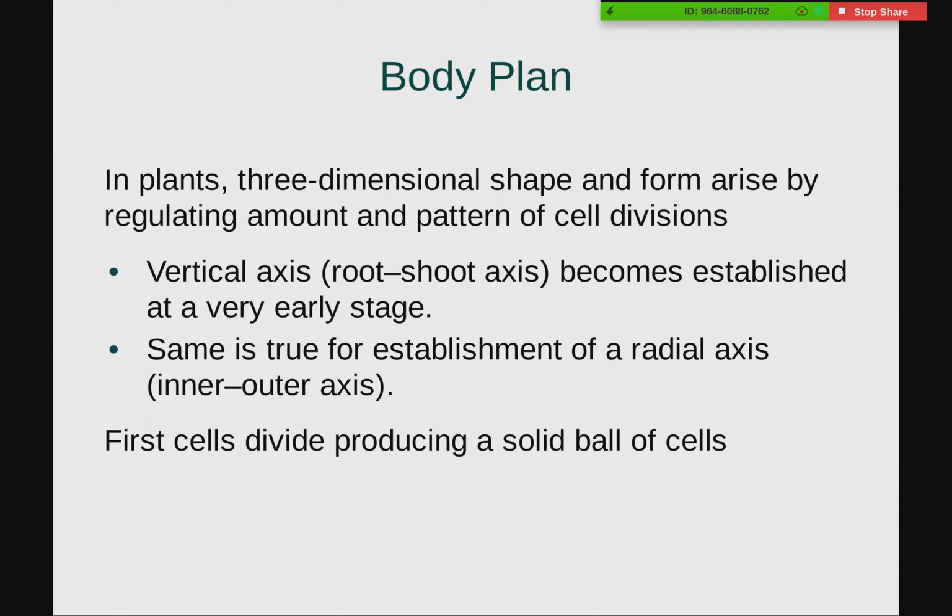form roots. How am I going to form shoot? Well, in plants, that three-dimensional shape and form arise from regulating the amount and pattern of cellular divisions. Now, the vertical axis, i.e. the root-shoot axis, becomes established very, very early on, as we discussed. And the same is actually true for the establishment of the radial axis, i.e. the inner-outer axis. And then the first cells themselves physically divide, producing a solid wall of cells.